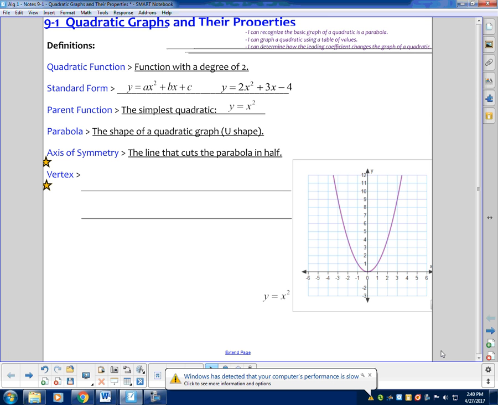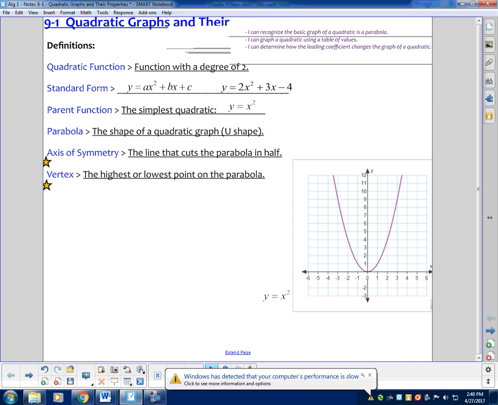The vertex. Okay, guys, it's quiet. This I'm going to ask you in the classwork. There's 2 problems on it. This is part of the learning objective here. The vertex is the highest or lowest point. We actually have a name for that.